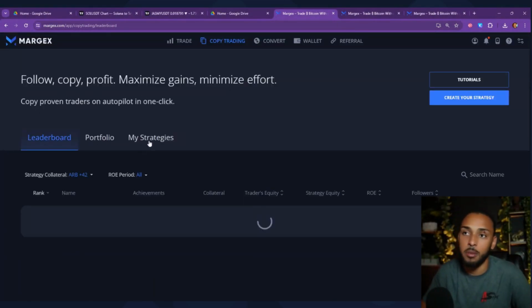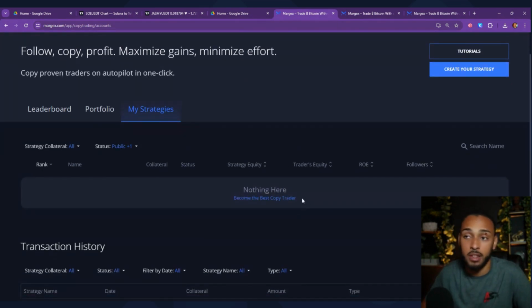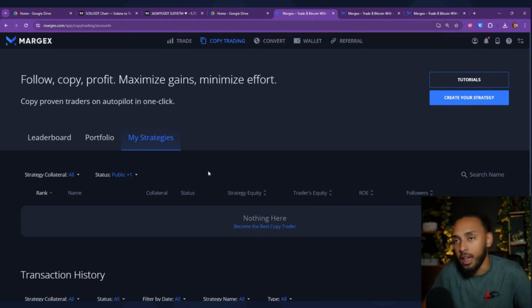Like I mentioned before, if you want to create your own strategy and become a copy trader yourself, you can actually use the link down in the description to be able to do that as well. Obviously, if you're new to this, I would not do that, and I wouldn't promote it. If you're new to this, you need to learn how to trade first.